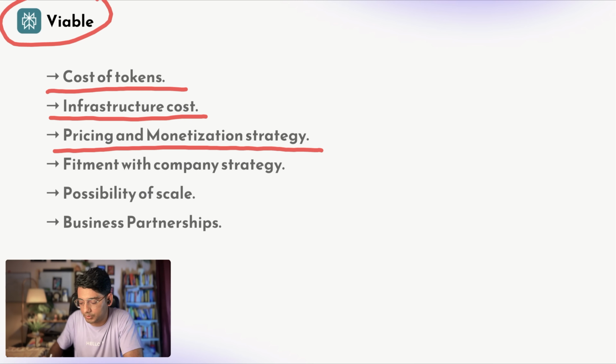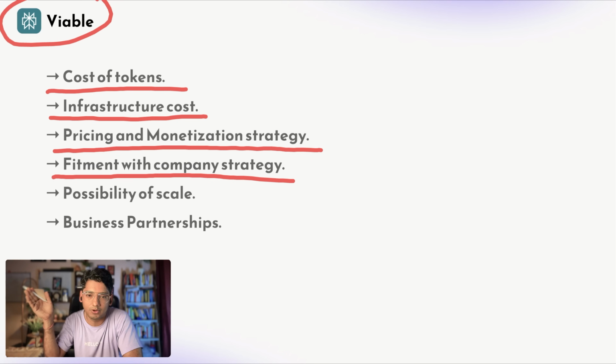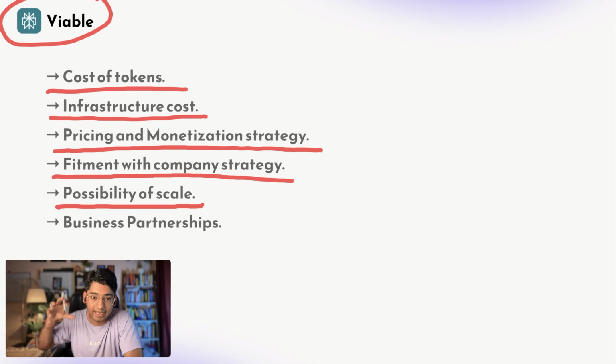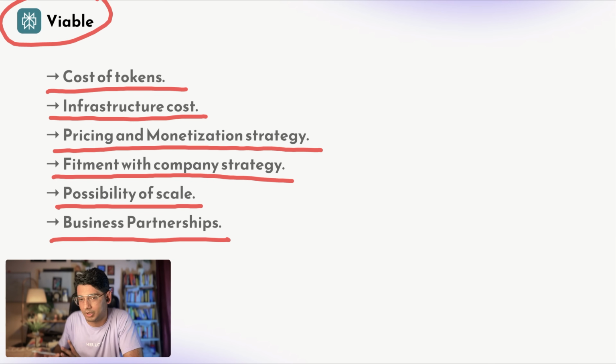Similarly, you are going to talk about fitment with the company strategy, whether it aligns with the company strategy or not. Then, what is the possibility of scale? Running an AI model at an MVP level or a small level is much different than running it at scale. So how are you going to scale your business, how are you going to scale everything going forward. And eventually, business partnerships. Let's say Perplexity has done multiple partnerships with universities and small businesses to make sure that it becomes a go-to tool for these kinds of businesses. So this is about the growth.